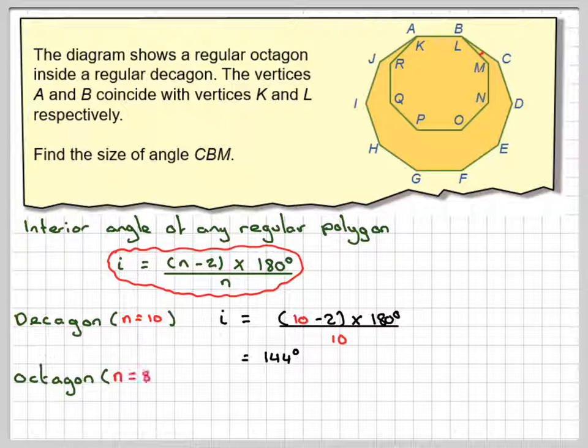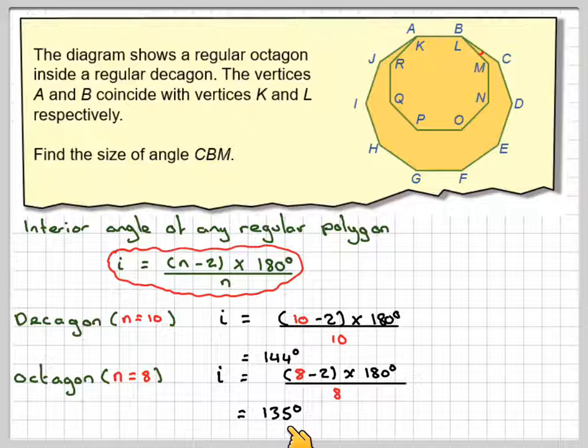Now for an octagon, n is 8, which is the same thing. The interior angle will be (8 minus 2) times 180 divided by 8, and that gives me 135.